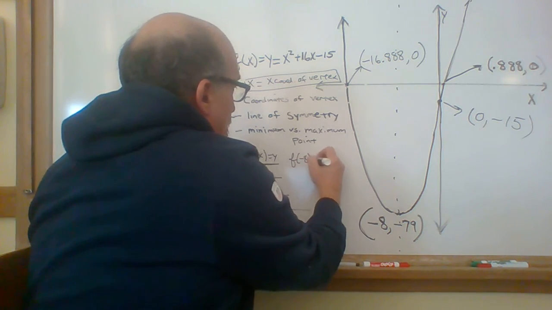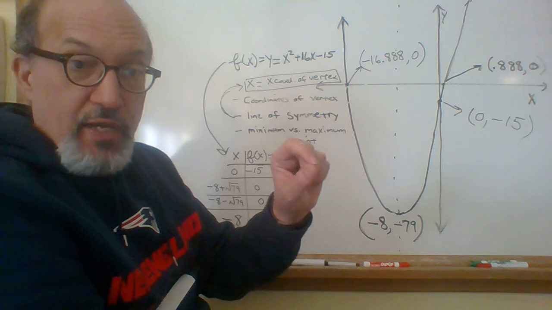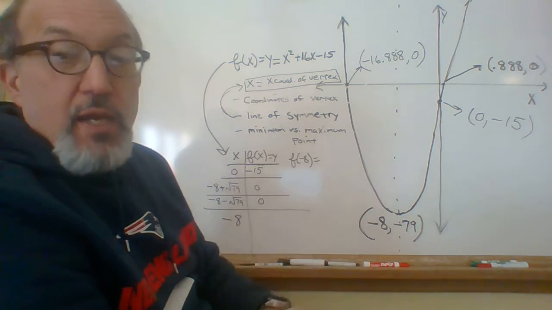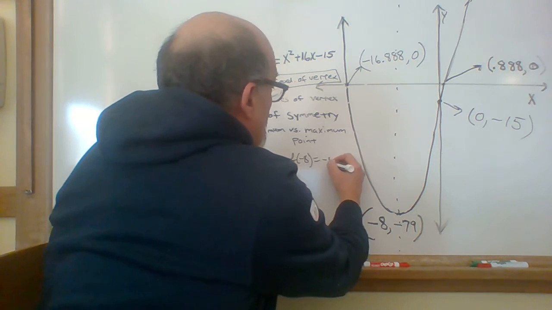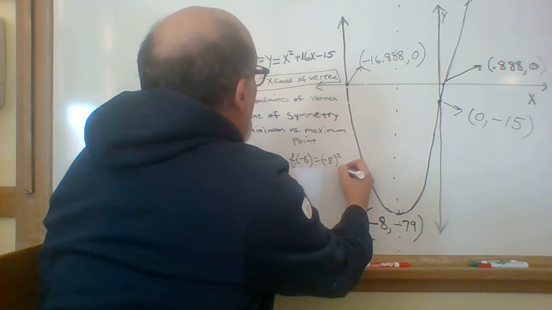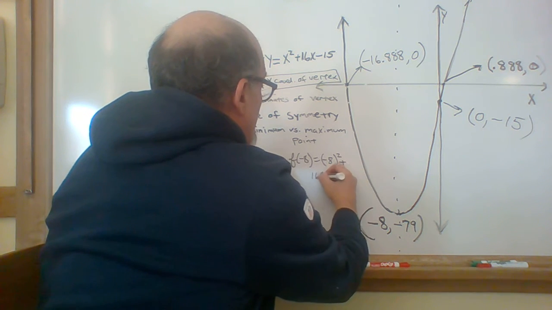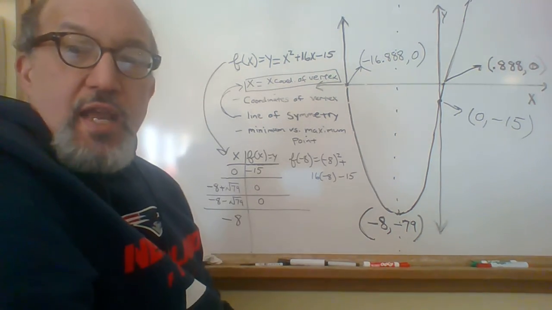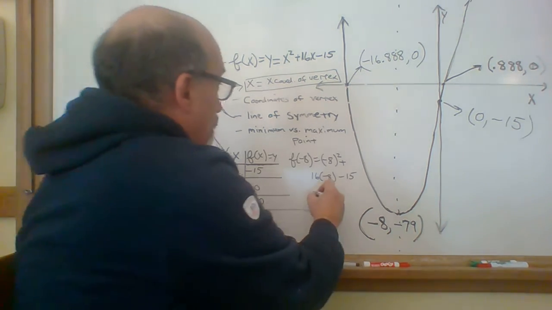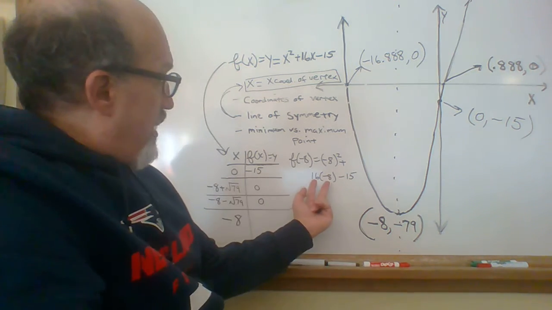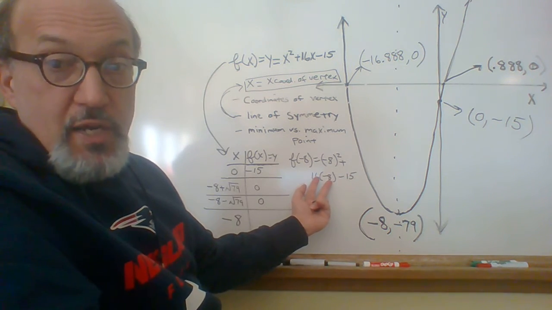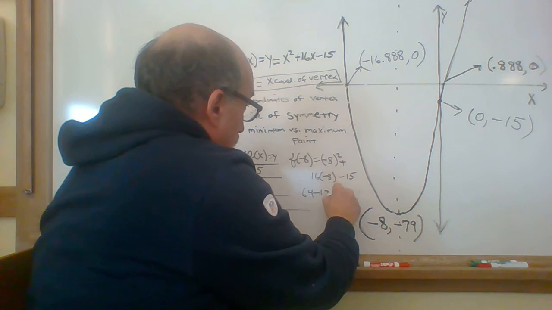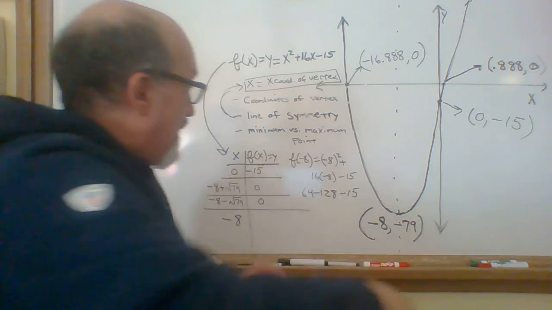So f of negative 8, plug a negative 8 in for each x, but be careful when you're squaring a number. When you're squaring that negative 8, it's going to be positive. Put it in parentheses. Negative 8 squared plus 16 times negative 8 minus 15. When you square that negative 8, you get positive 64. And then 16 times negative 8 will be negative. What is it? Negative 128? Negative 128, and then minus 15.